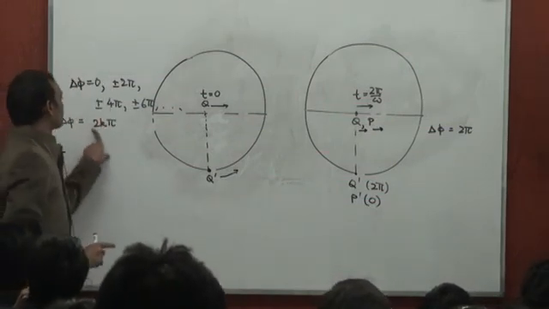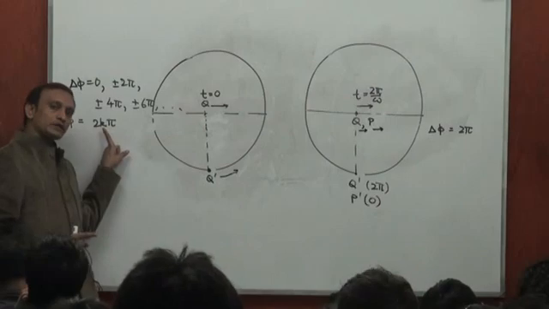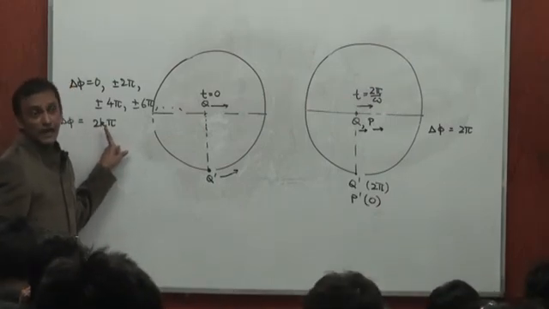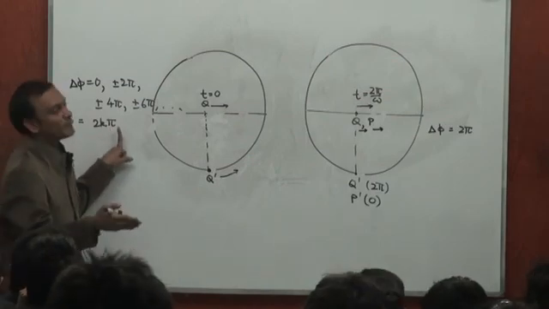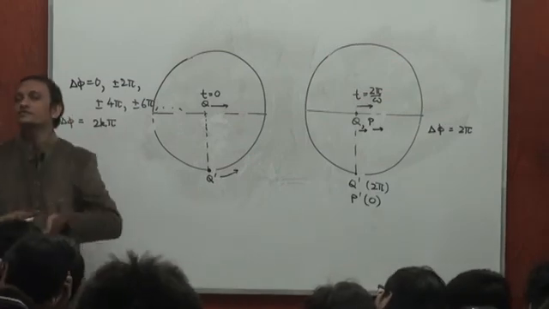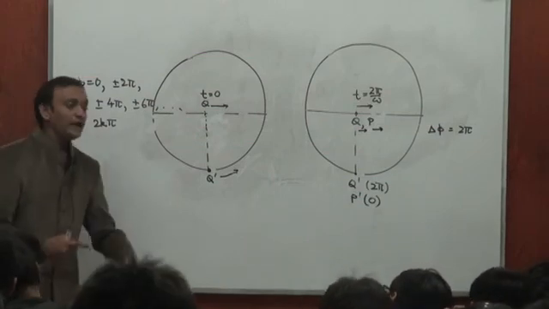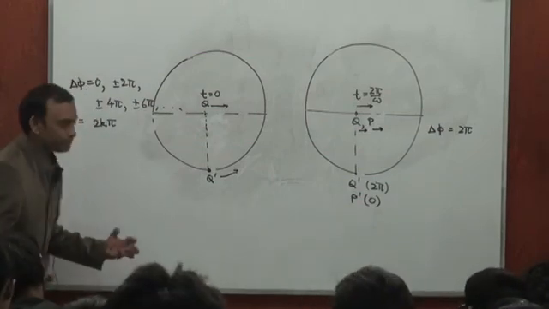If I talk of a phase difference 2k pi, then I can subscribe to any integral value of k equal to 0, plus minus 1, plus minus 2, etc. So phase difference 0 is the same as phase difference 2 pi, is the same as phase difference 4 pi, and so on and so forth. Right?